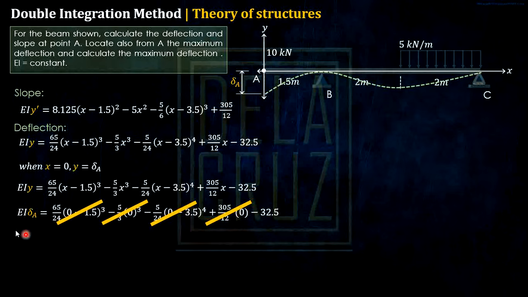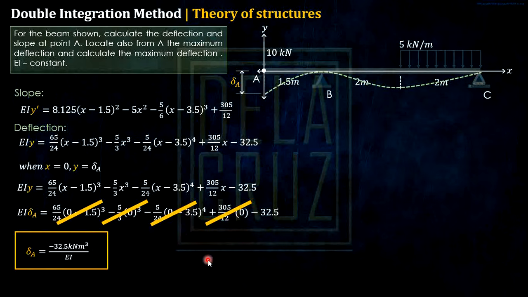Therefore, the deflection at A is just negative 32.5 kilonewton meters. Then our EI here is constant, so cross multiply. That is negative because, as you can see, it is below the axis in the Cartesian plane, so it is negative.